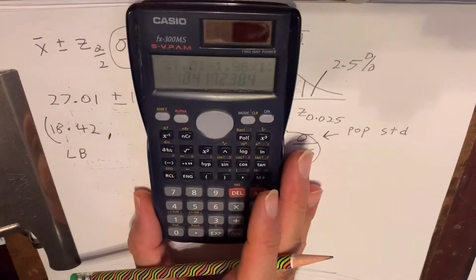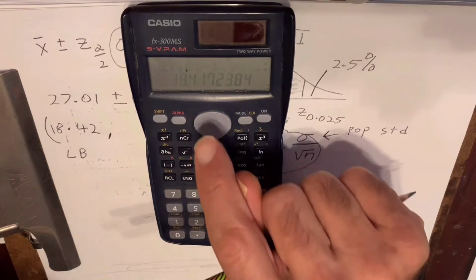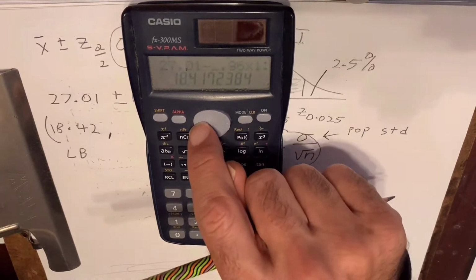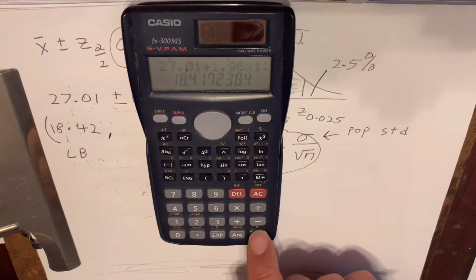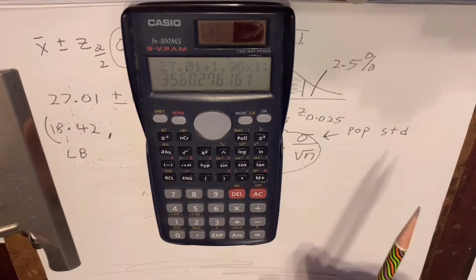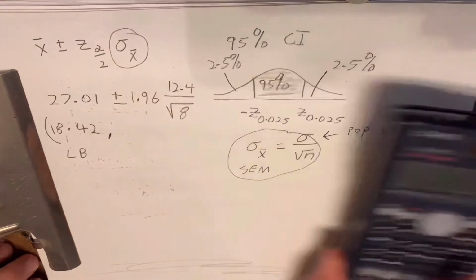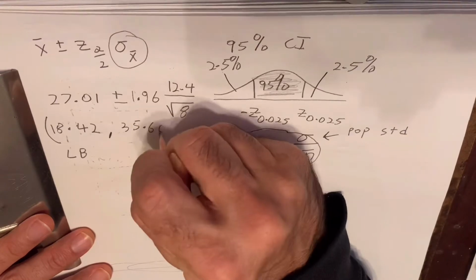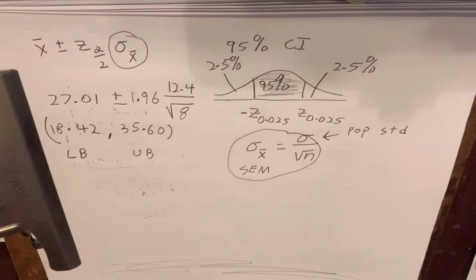And then the next thing we want to do is the plus. On this nice little calculator, this Casio FX300MS solar powered, I can just move this little scroll bar, and this little minus I'm just replacing with the plus. And now when I hit the equals button, I get the same thing without having to type it in again. So I get 35.60. And this is called the upper bound of the confidence interval. Some people just call it a UB. And this is the answer to part A.